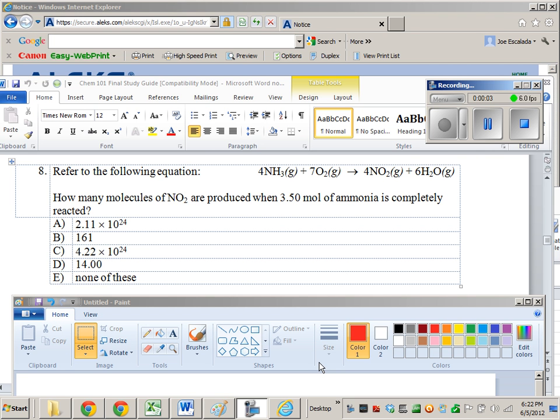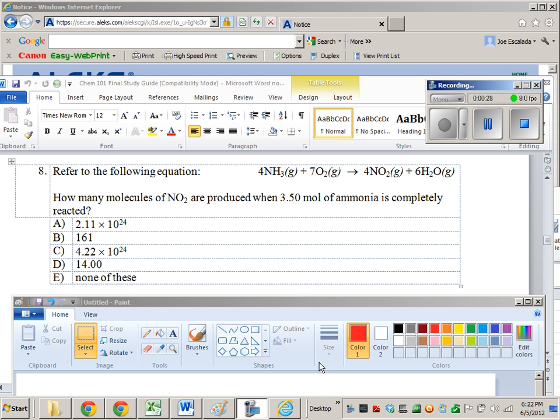So in number 8, we're presented with the chemical equation: 4 moles of ammonia plus 7 moles of oxygen gas yields 4 moles of nitrogen dioxide and 6 moles of water.